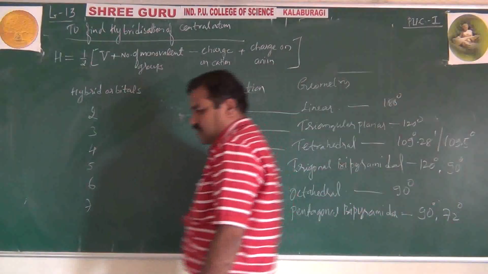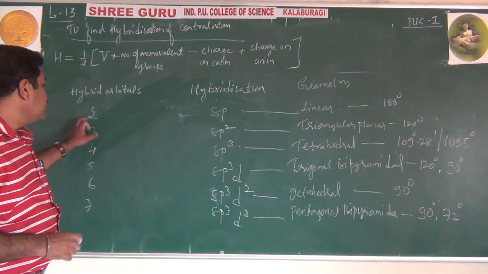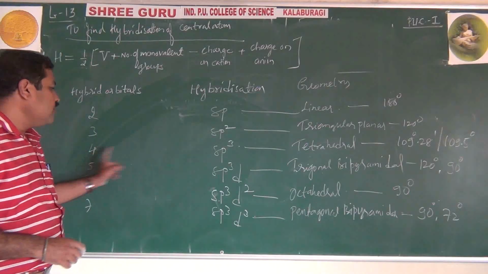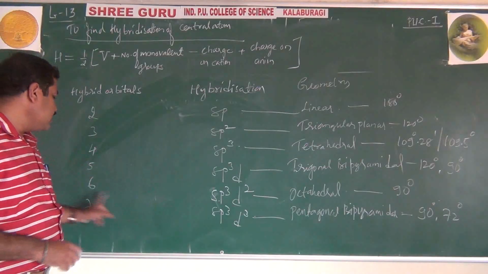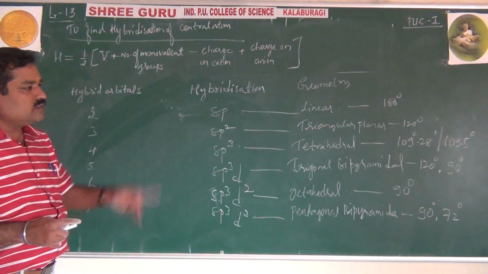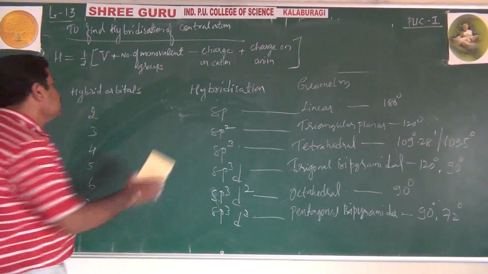Right, like this, you have to remember this table. Very, very important for NEET purpose. See, this calculation comes to be 2 sp, 3 sp2, 4 sp3, 5 sp3d, 6 sp3d2, 7 sp3d3. These are fixed geometries with the bond angles. Now I will show you some examples using this.